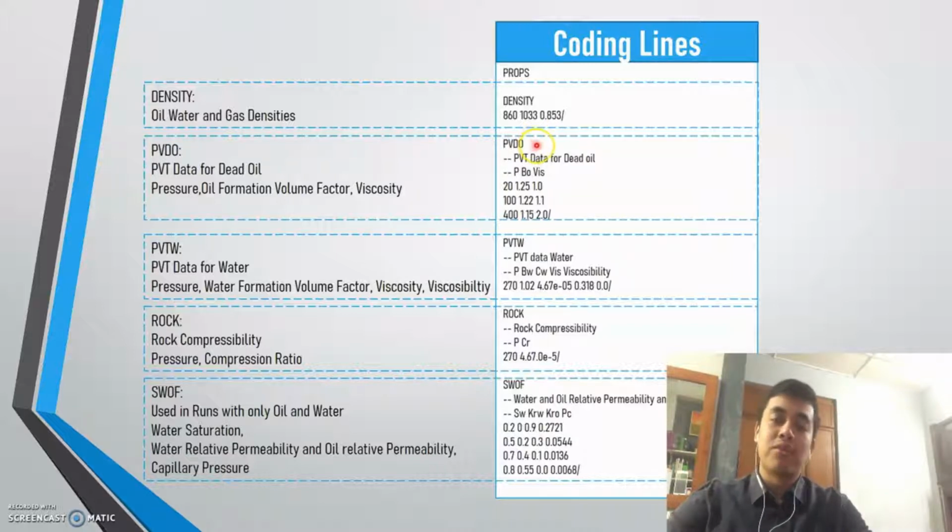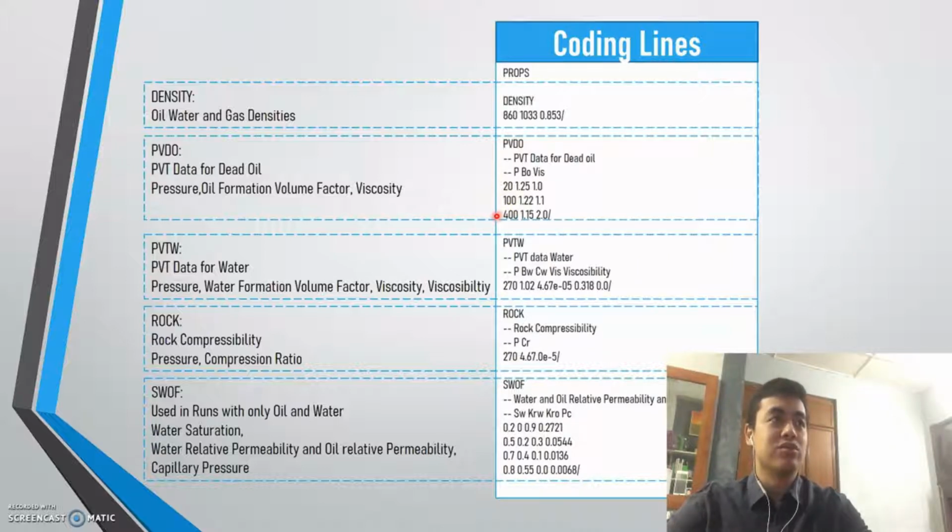Next is to input the PVT data for oil, and in our case it is PVT data for dead oil, so the first line is PVDO. The PVT parameters are introduced as pressure, oil formation volume factor, and viscosity, in that order. As you can see here, 20 is the pressure, 1.25 is the oil formation volume factor, and viscosity is 1. Then we have the parameters at 100 bar pressure, and then the parameters at 400 bar, as you can see.